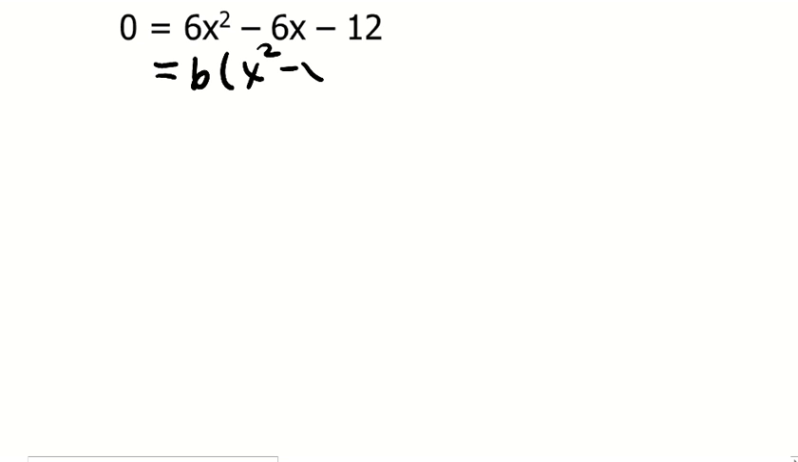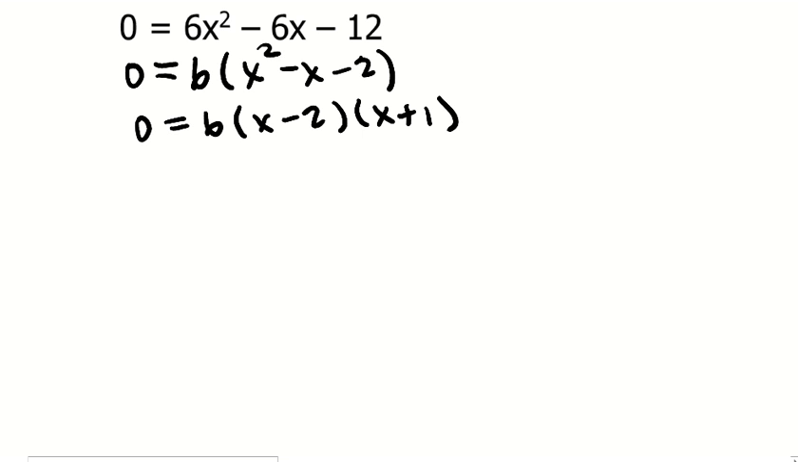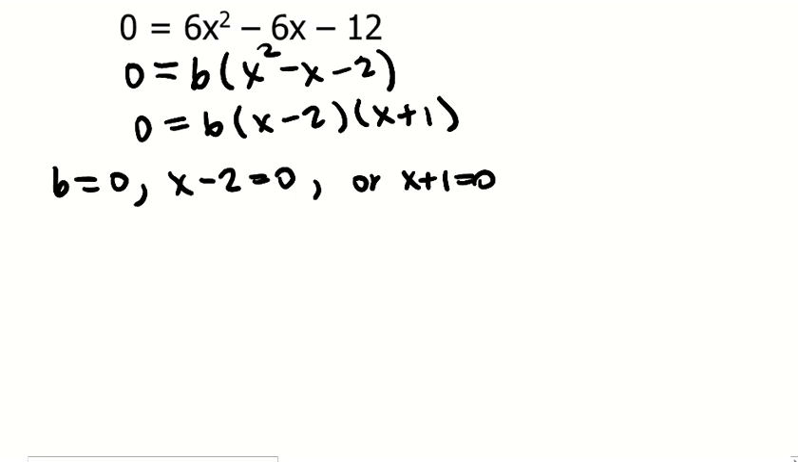x squared minus x minus 2. Much easier to think of two numbers that add to negative 1 and multiply to negative 2. That's going to be negative 2 and positive 1. And remember, at this juncture, we're saying, okay, these three things are multiplying together to equal 0. One of them has to equal 0. Either 6 equals 0, x minus 2 equals 0, or maybe x plus 1 equals 0. Okay, and that gives us x equaling 2 or maybe negative 1.